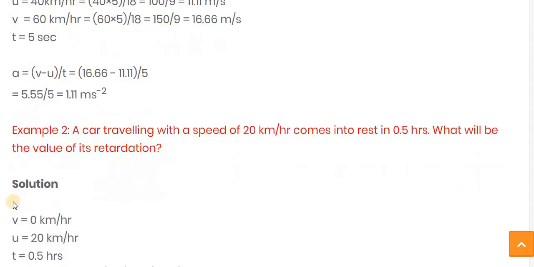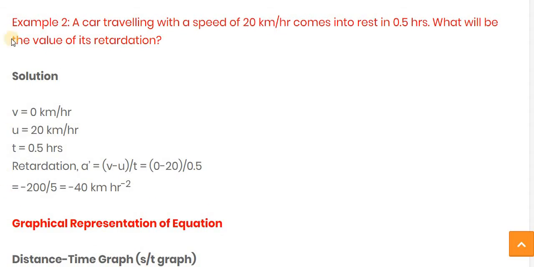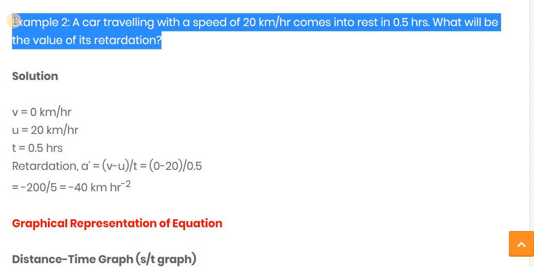So from this, example number 2 remains for explanation. So in this video we will start from example number 2. So let's start. Example number 2: a car traveling with a speed of 20 km per hour comes to rest in 0.5 hours. What will be the value of retardation?